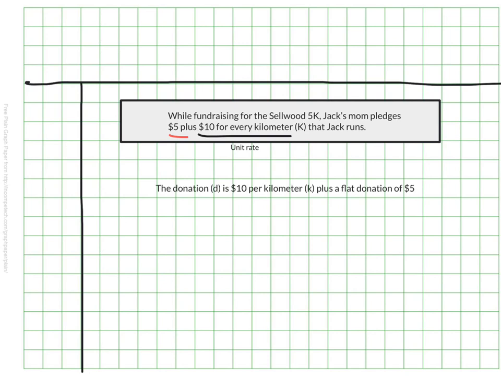So take a minute and see if you can create the equation that we would write to represent this, right? The donation, we'll use D for donation, is $10 per kilometer plus a flat, one-time donation of $5. Take a moment and then we'll see how you did. How'd you do? Do you have D equals 10K plus 5?